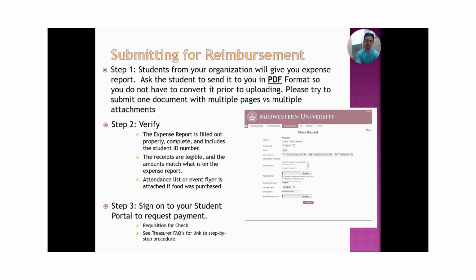Now that you have all of your paperwork, your receipt, your completed expense report, now we physically need to submit it for reimbursement. So please make sure, once again, that all of your documents are in PDF format, whether it's your expense report, whether it's your receipt, whether you need a receipt or an attendance list from your event. So please make sure all of that is in PDF format when converting those and saving those to your submission.